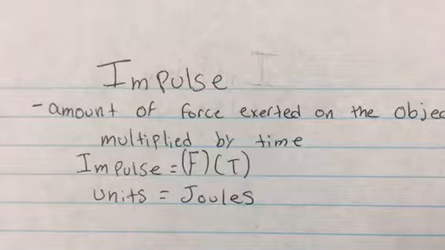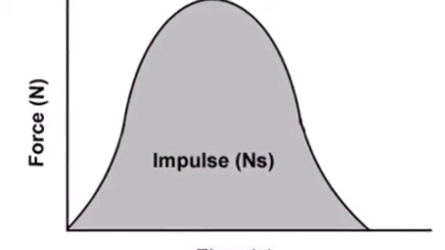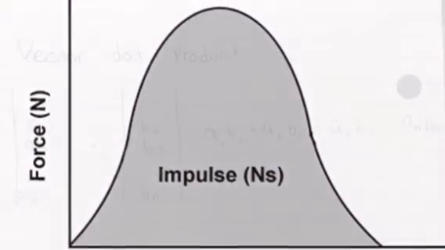Let's talk about impulse. Impulse is the amount of force exerted on an object multiplied by time. Impulse is force times time. The unit for impulse is joules. To graph impulse, you put force on the y-axis and time on the x-axis.